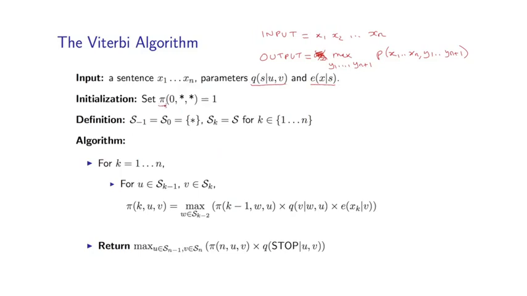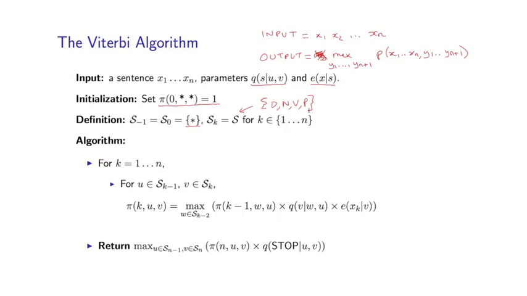The initialization step is to set pi(0, *, *) equals 1. Remember that was the base case of the recursion that I showed you. And then we have these definitions where S_k is the set of possible tags at position k. So S_-1 and S_0 are equal to the star symbol, reflecting the fact that I can only have the star symbol at positions -1 or 0. And everywhere else S_k equals S, where this is the set of tags. For example, we might have D and VP as the set of possible tags.